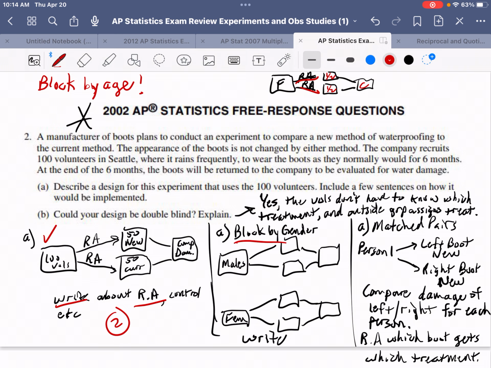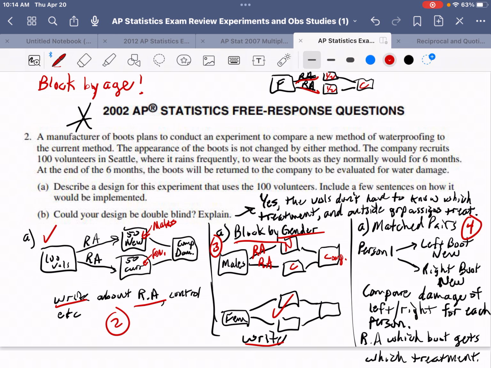Other people wrote, let's block by gender because males sometimes can be rougher on their boots than females. And so they said, randomly assign half of the males to get the new and randomly assign half the males to get the current and compare damage at the end, and then do the same for females. These people scored a 3. That's pretty good, a block design, because there were some things that couldn't be controlled by just complete randomness. In other words, you could have gotten way too many males and way too many females, and so it could have ruined the experiment. The people who scored a 4 on this problem described a matched pairs design.